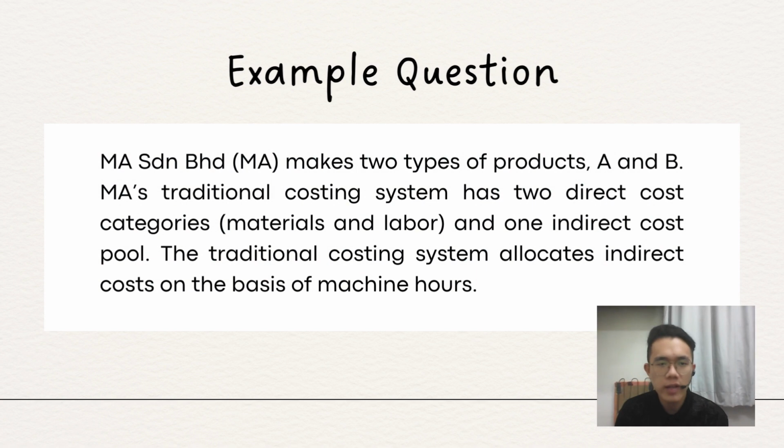MA Sundram Berhad is making two types of product, A and B. MA's traditional costing system has two direct cost categories, which are material and labor, and one indirect cost pool. The traditional costing system allocates the indirect cost on the basis of machine hour.